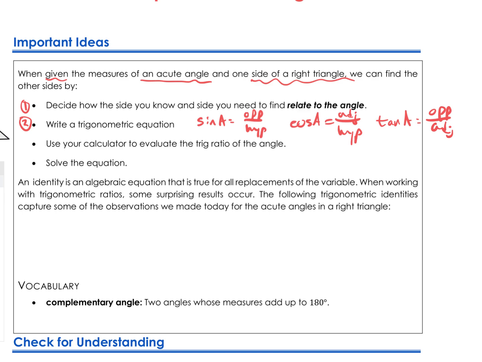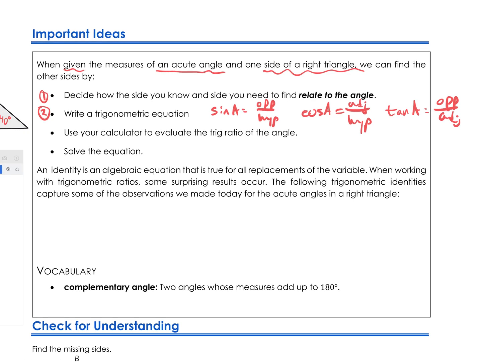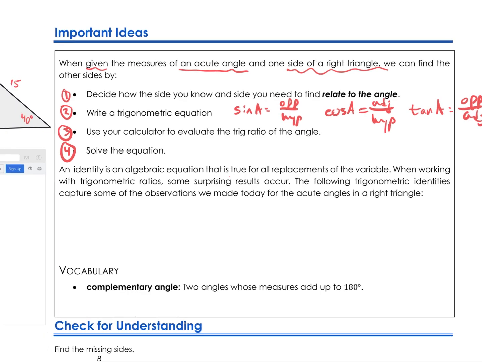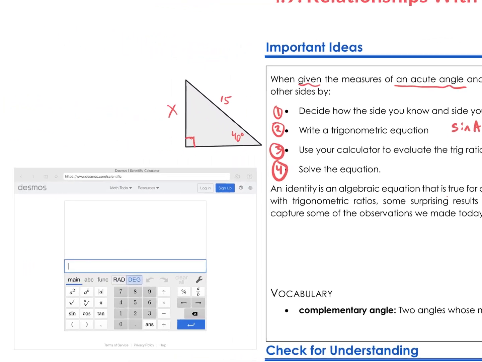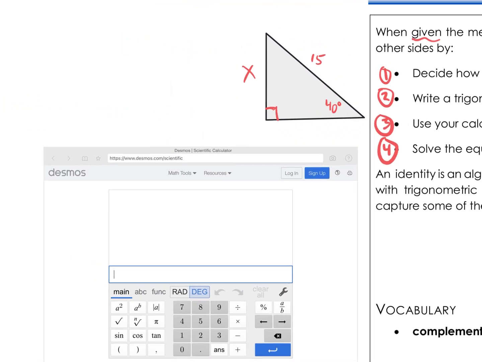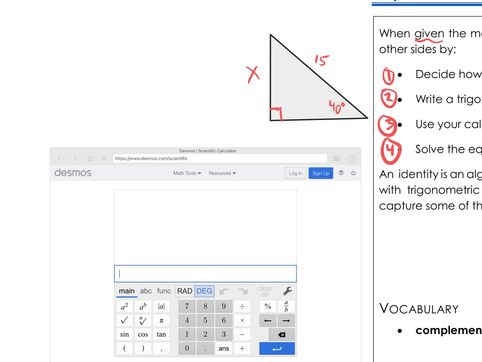Then we're going to use our calculator to evaluate the trig ratio. So your calculator knows what the sine of 40 is, or the cosine of 40, or whatever you need. And then after we plug in these numbers and use our calculator, we're going to solve it just using algebra. So for example, here on our little triangle over here, let's go through those steps here.